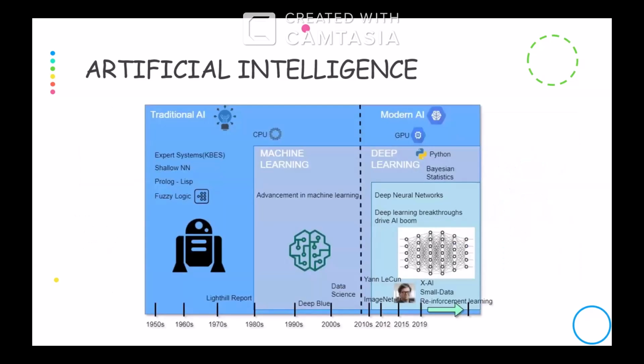Okay. And if you look into the history of artificial intelligence, it is actually not a new thing. Okay. It was actually introduced in the 1950s itself, particularly 1956, right? And after years and years, we can actually see the emergence of artificial intelligence to another level.